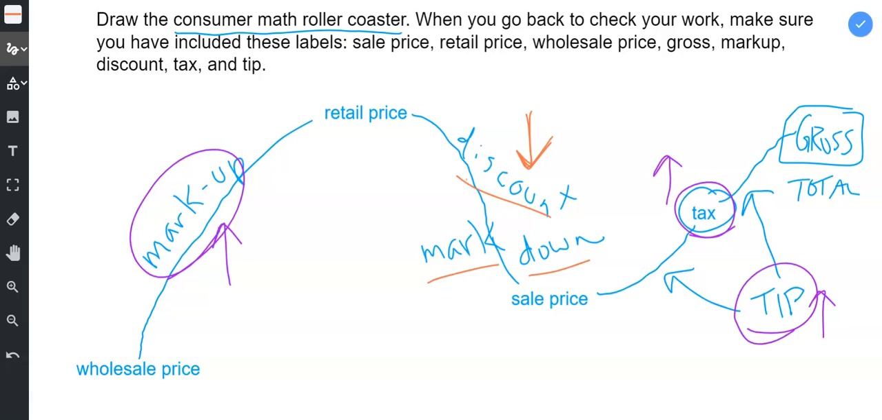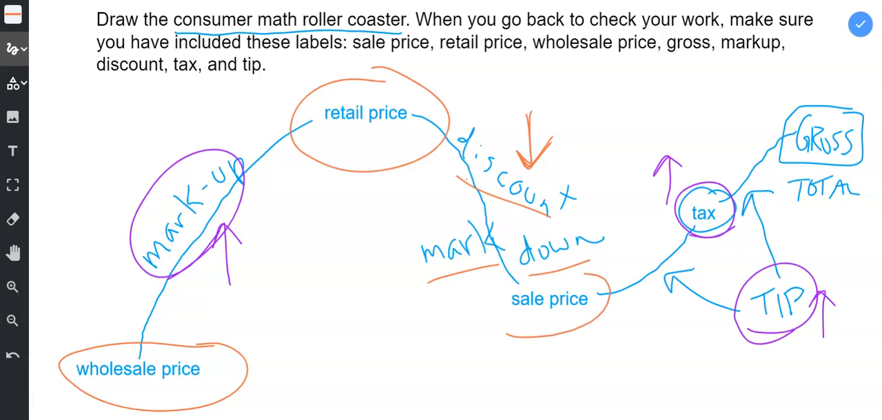So hopefully this was a good review for you of the basic process, from the store setting the retail price that you'll see in the store, to maybe getting a discount, and then tax being added to arrive at our total. This drawing needs to be recreated on the next problem, just like I've created it here, with all of these words included.